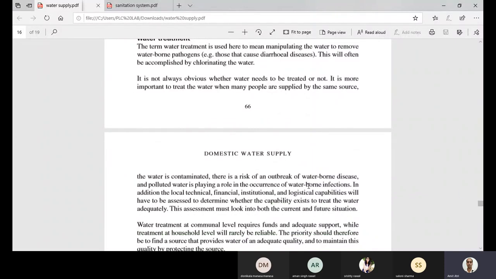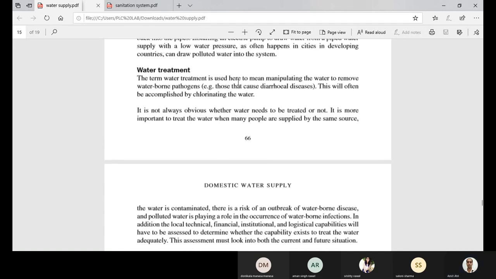As per the current policies of the government, we saw that in the future piped water supply will be made available to every household. We have already done a lot in this field, and in the future this is going to increase. Now, water treatment. Basically, what water treatment means is that we have to remove pathogens. The water is treated, pathogens are removed, then it is supplied to the households.